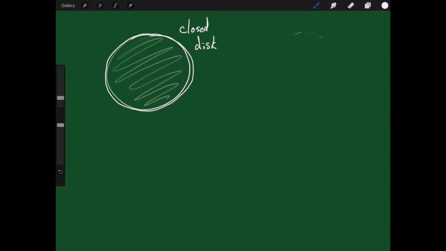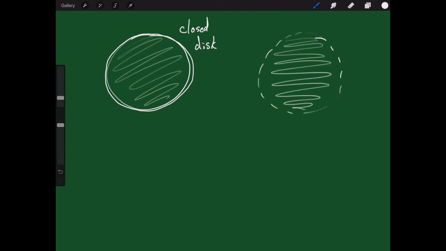Now, I could also draw a disk, typically with dotted lines, because what I'm saying is all the interior points of the disk are included, but the boundary is all excluded. Then I call this an open disk. So now we have a new way of thinking about a set being a closed set or an open set. Closed means I contain all of my boundary, and open means that I don't include any of my boundary.